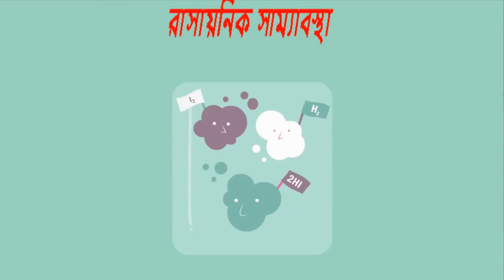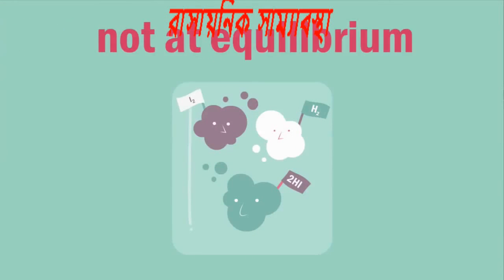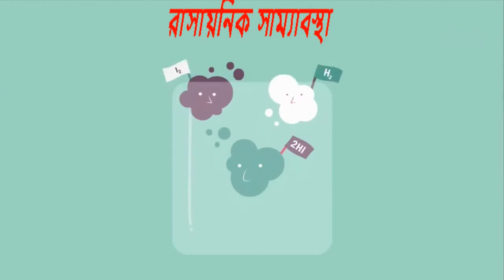If the lid was removed, the system is no longer at equilibrium, as the reactants and products, or matter, would be able to escape.